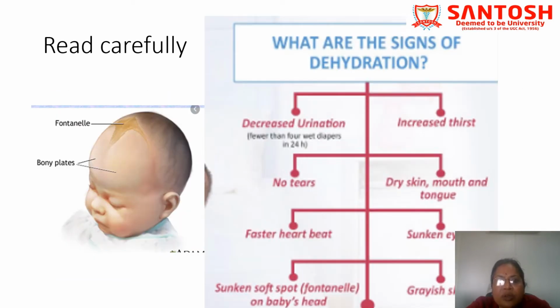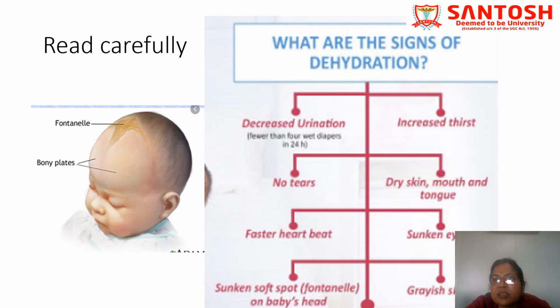So now I want you to read carefully and slowly with me. We have to understand how we will come to know that any baby who is suffering from diarrhea, passing loose stools or having vomiting, has become dehydrated as well. So one very important point in the history will be that his urine output will be less.